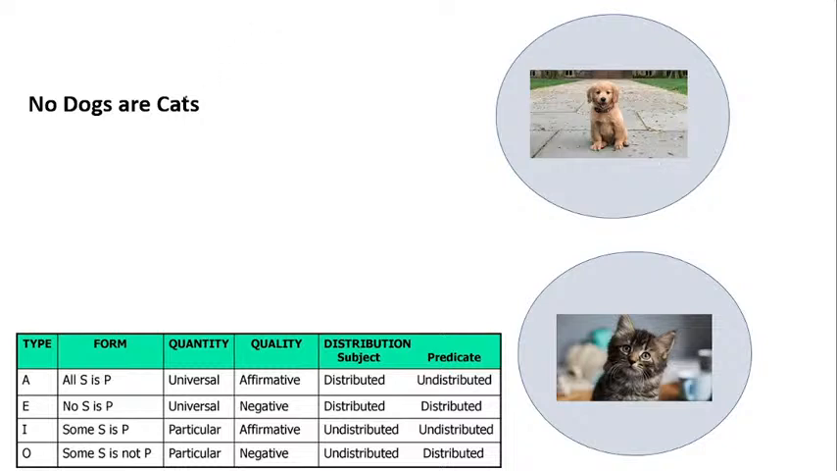Now, no dogs are cats. If there is a circle for dogs and a circle for cats, there is exactly no relationship between dogs and cats. Dog here is the subject, cat here is the predicate. No here is the quantifier, and are is the copula. So no dogs are cats is a kind of E categorical proposition.